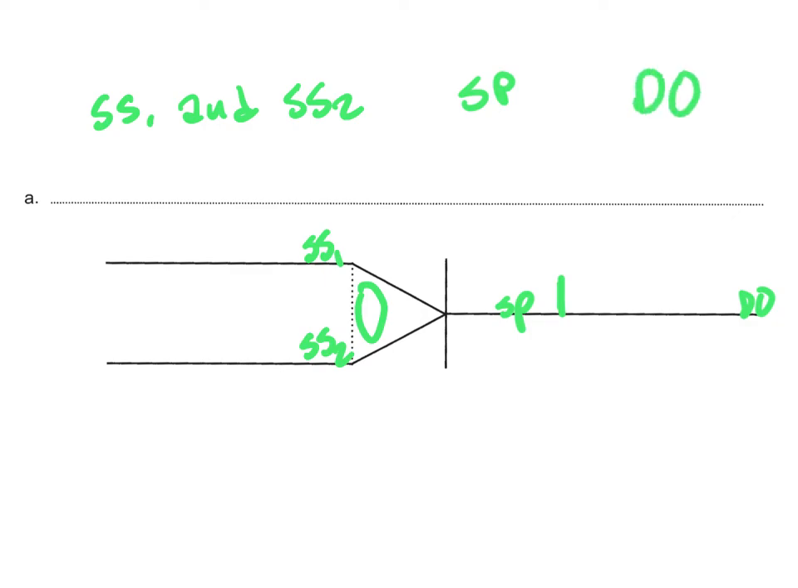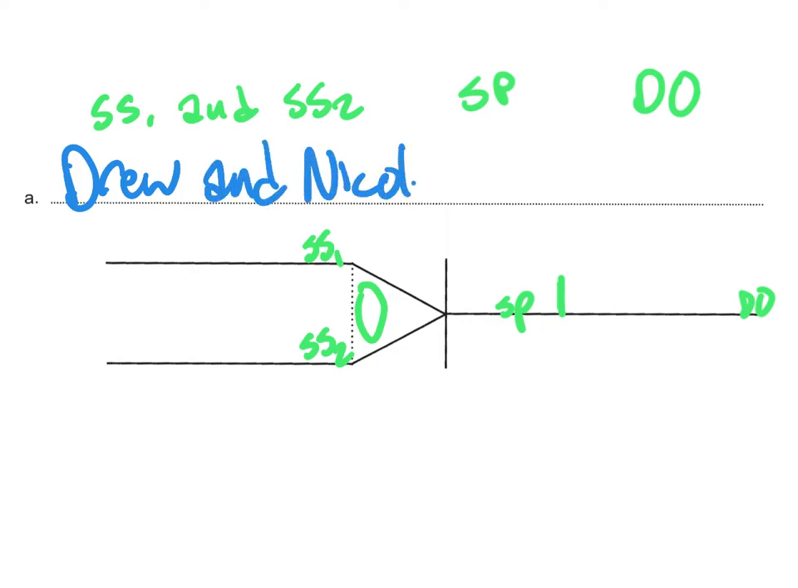But it doesn't look like there's any modifiers in this one. So you could come up with a sentence that just fills in the blanks. Drew and Nicole own pets. That would work for something like this. I expect you to come up with your own answer here.